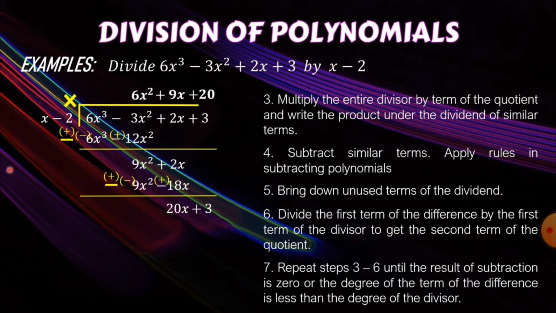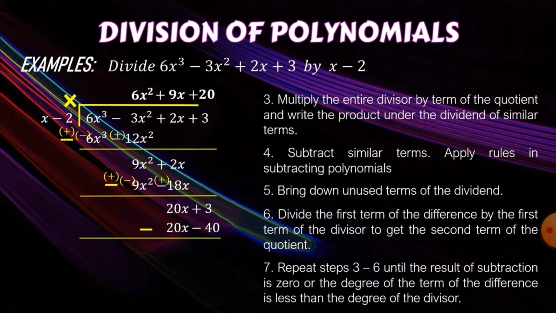Okay? Next, 20x divided by x na naman. So the answer is 20 na nasa itaas. Then after that, 20 times x. So repeat the same procedure. 20 times x maging 20x. 20 times negative 2 maging negative 40.